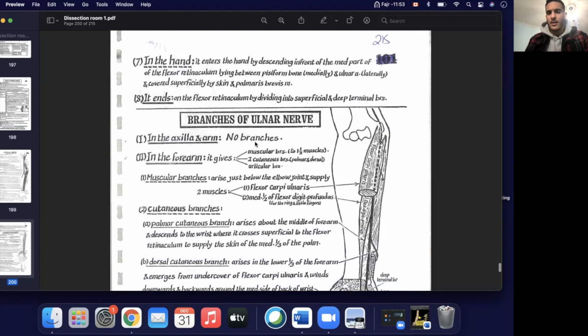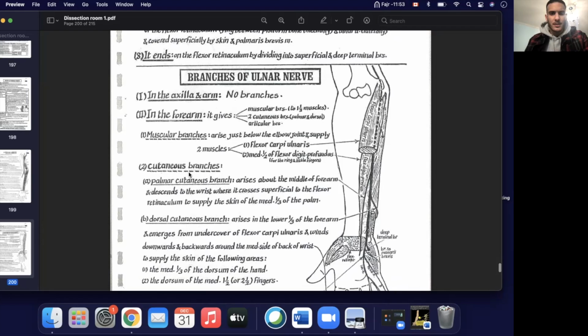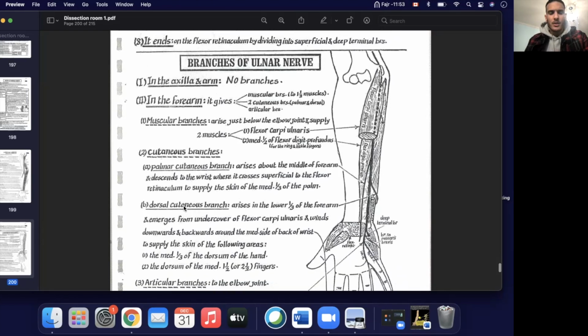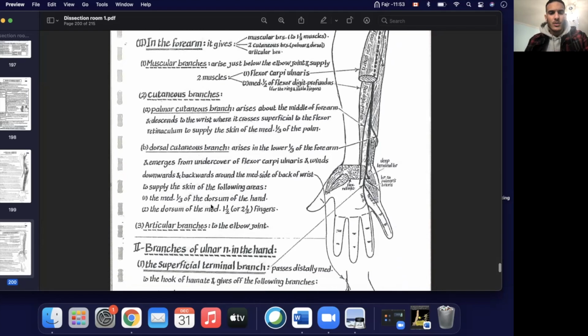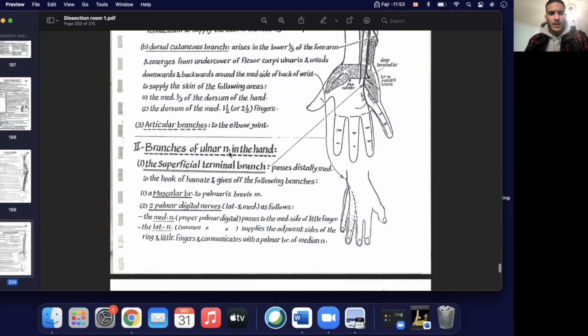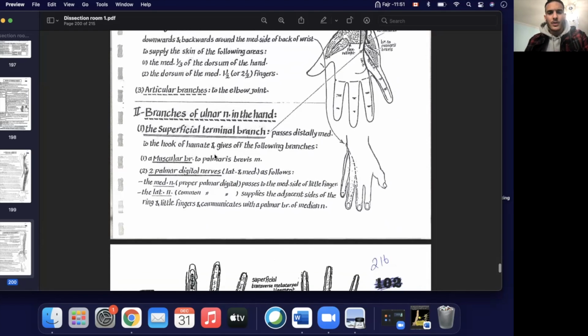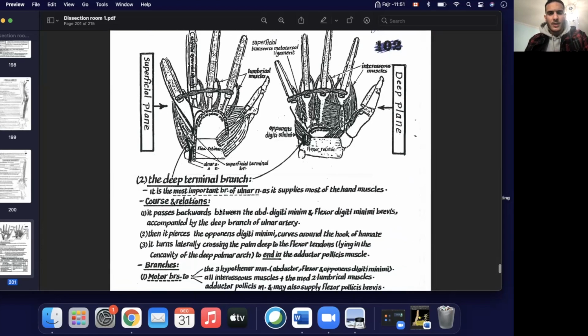The axilla and the arm have no branches for the ulnar nerve. In the forearm it gives off those, and then it discusses each and every one. But then there are also the cutaneous branches, palmar and dorsal. It ends as those. And then there in the hand, you have a superficial terminal branch and a deep terminal branch.